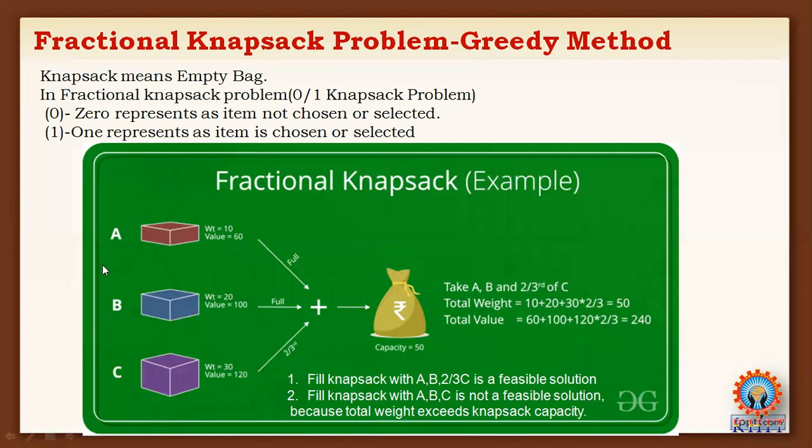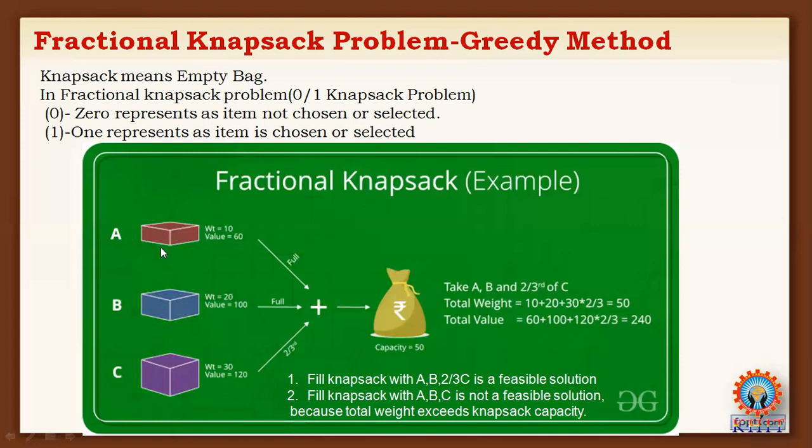So friends, we can fill the bag in many ways. Suppose I fill the bag with three items. What will happen? Now let us see. If I place item A in the bag, item B next, and item C next, the bag will be filled, but it does not satisfy the constraint. Why? Because the capacity of the bag is 50. If I fill the knapsack with A, B, C, it is not a feasible solution because the total weight exceeds the knapsack capacity.